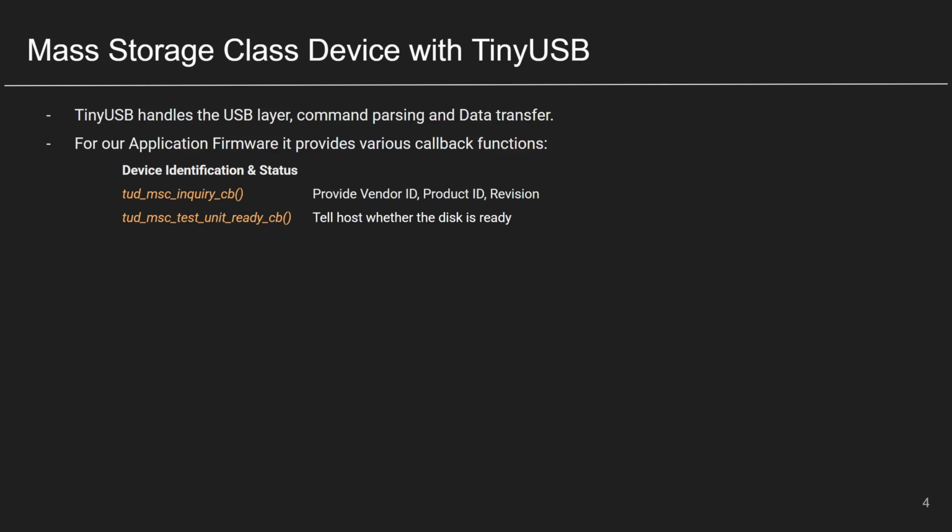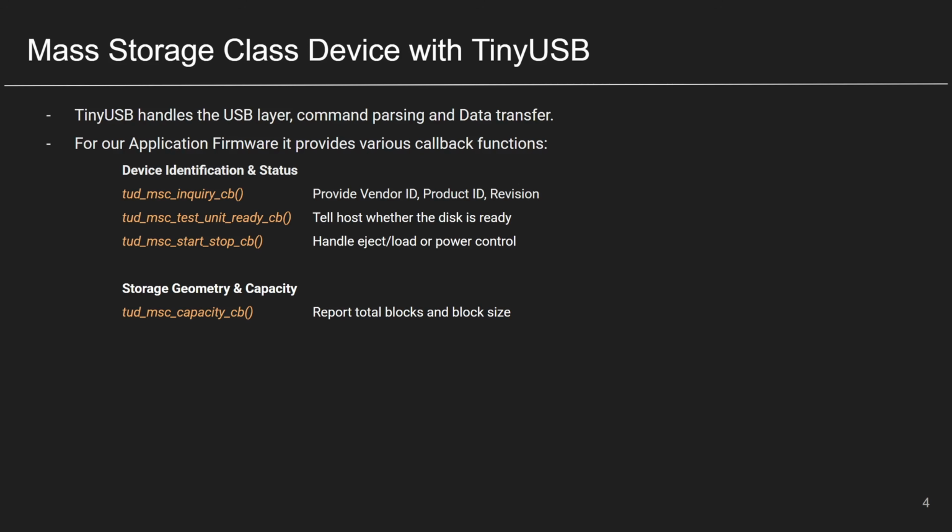Next, we have the test unit ready callback. Using this, we need to tell the host whether the disk is ready or not. Next, we have start and stop callbacks. Using this, we need to handle the eject and load command sent from the host to the device. Next class we have storage geometry and capacity. In this we have the capacity callback function, using which we need to tell the host the total number of blocks and block size currently present in our device.